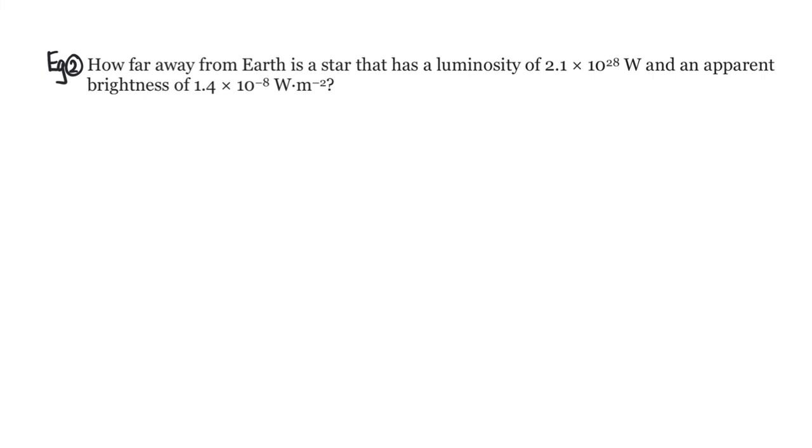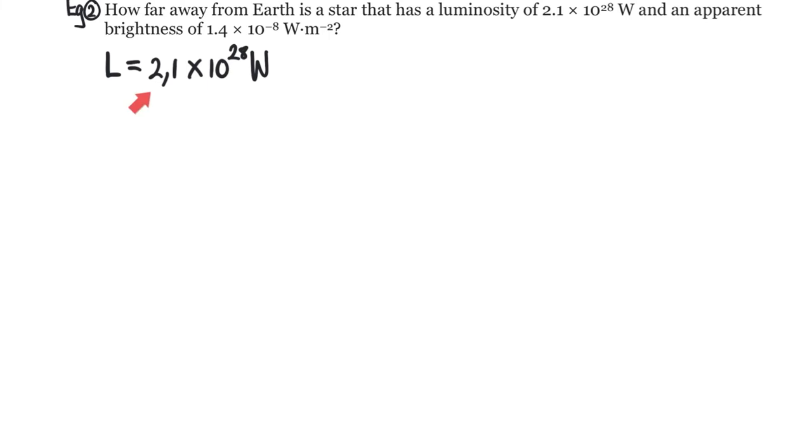Let's consider a second example. How far away from Earth is a star that has a luminosity of 2,1 times 10 to the 28 watts and an apparent brightness of 1,4 times 10 to the negative 8 watts per square meter? So the luminosity is 2,1 times 10 to the 28 watts, or joules per second, and that is obviously at the source, which is the star. The apparent brightness on Earth is B equals 1,4 times 10 to the negative 8 watts per square meter. And we are looking for the distance in meters.